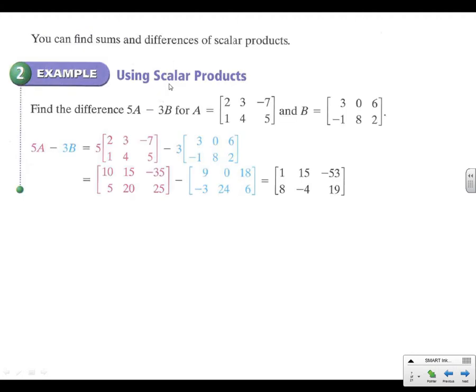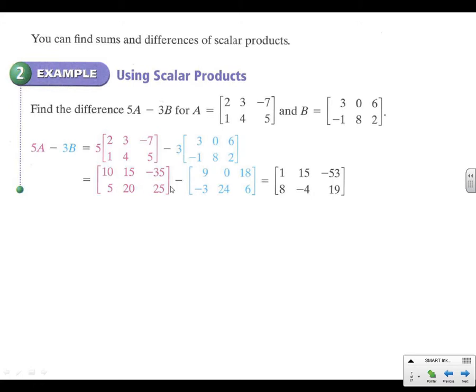Alright, we can do scalar in more than one spot. So if we know that A and B are these matrices, we could do 5A minus 3B, which means order of operations. First we're going to go 5 times every number for A. We're going to go 3 times every number for B. Once we've done that, so 5 times 2 is 10, 5 times 3 is 15, 3 times 3 is 9.